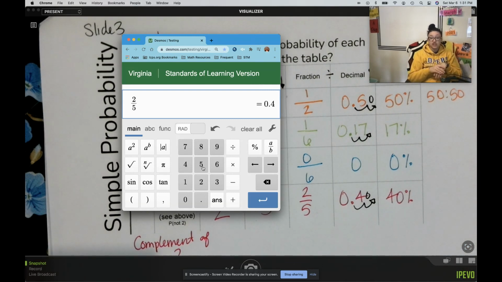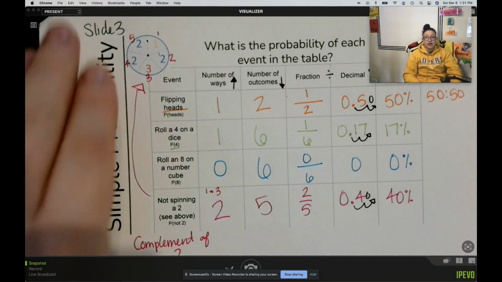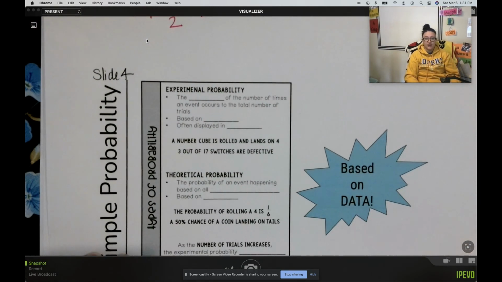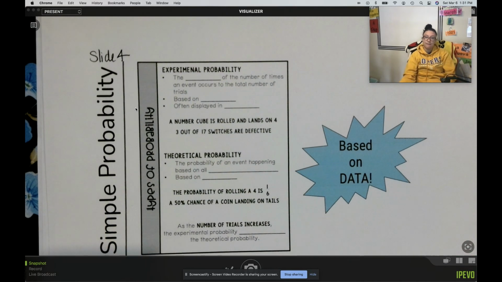If you have any questions, please stop us. Let your teachers know. Otherwise, let's go ahead and move on. Slide on to slide number 4.